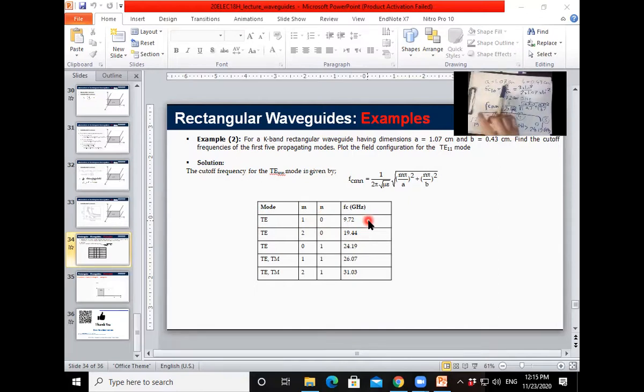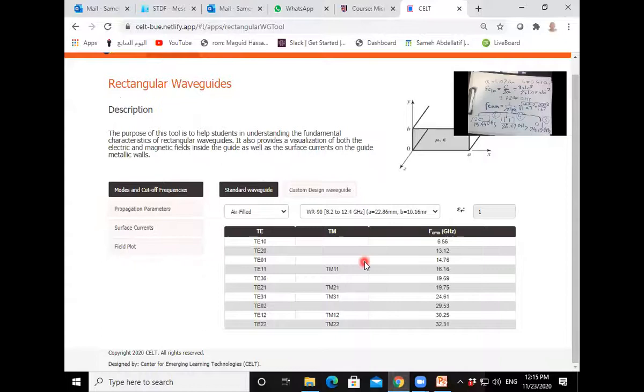Okay, so how can we use the tool in this? If you return to this equation, my dear student, you can find that the main factors affecting the sequence of the modes are the values of a and b. You know that a is greater than b, but based on the ratio between a and b, the sequence of modes will change. So let's try it. Let's go to the example here.